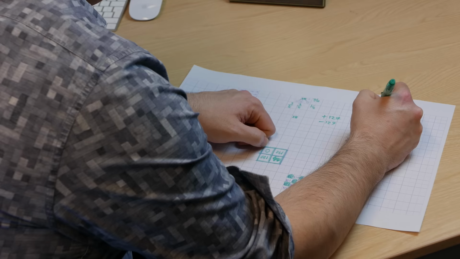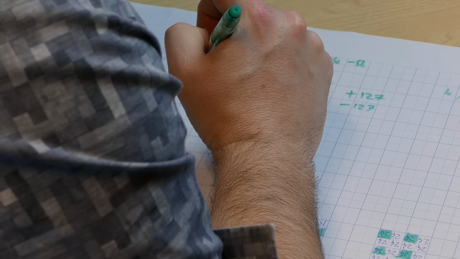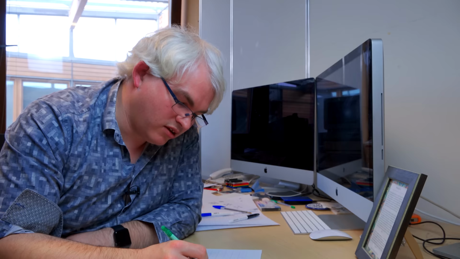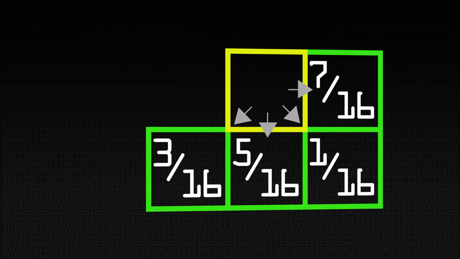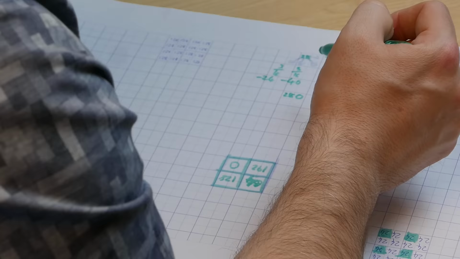So our error that we need to pass out is minus 127. So we take 127 divided by 16 multiplied by 7. So this pixel we're going to bring down by minus 56. This one we're going to bring down by 1/16, which is roughly 8. And this one is 5/16, which is going to be roughly 40. And this one's going to be 3/16, which is going to be roughly 24. So these are all minus. So what we're saying is that for the pixels that surround this one, because we were too bright by 127 levels, we're going to make all the ones below it less bright by certain amounts. So let's work out what those values would be.